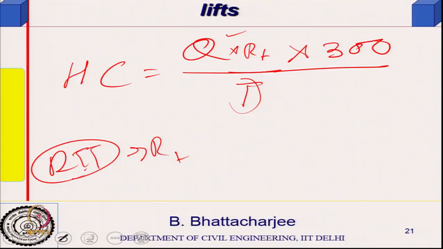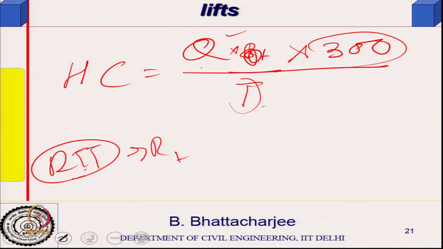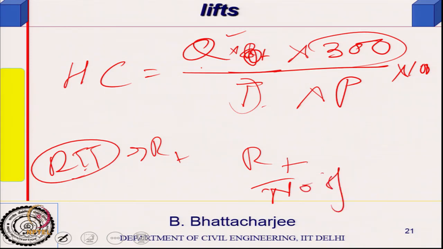In 300 seconds you will have this many trips. So 300 divided by T is the number of trips in 5 minutes. Q is the number of people going in one trip, multiplied by x, multiplied by 100. So that is it, and T I can find out as RT divided by number of lifts, equals T.